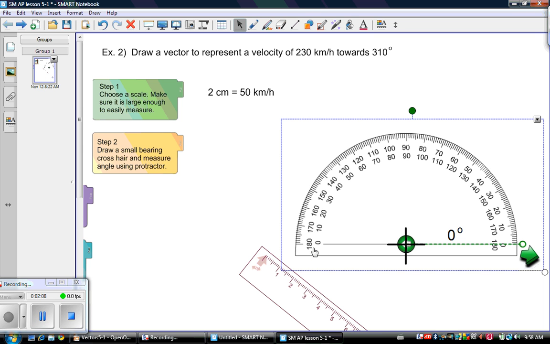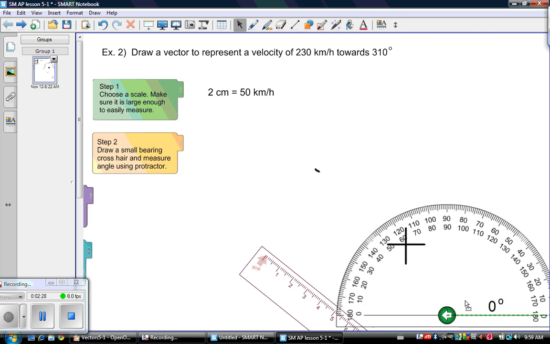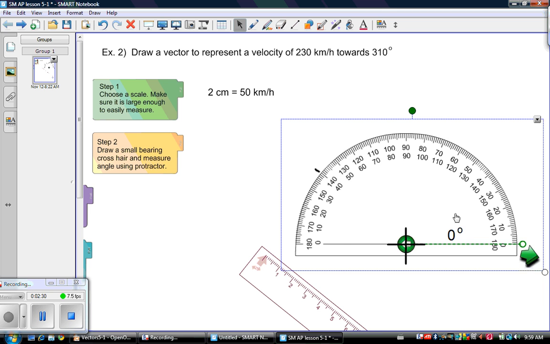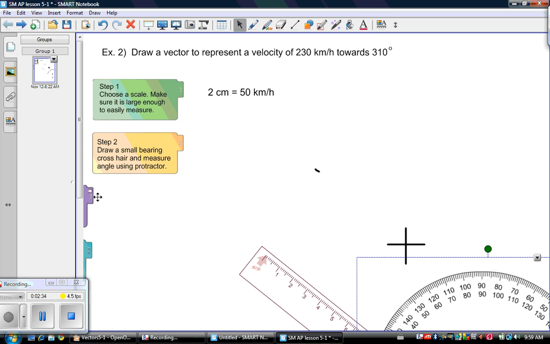Well, we need to go to 310, so from 270 we have 280, 290, 300, and right there is 310, which is at 40 degrees. So we mark, very carefully, with a thin pencil line, at 40 degrees. We've done our angle. Let's move our protractor out of the way, and on to our next step.